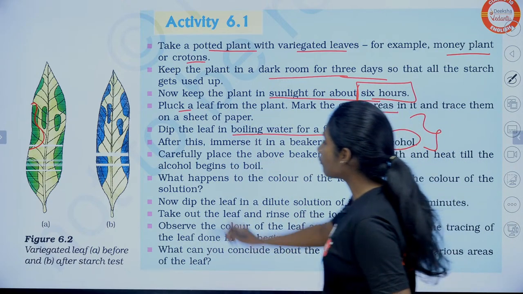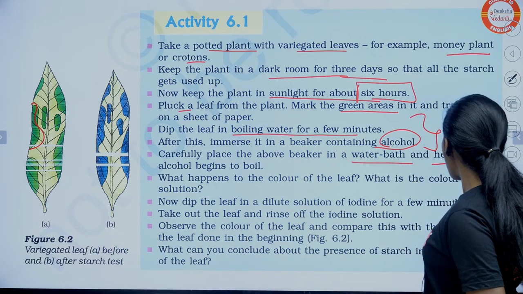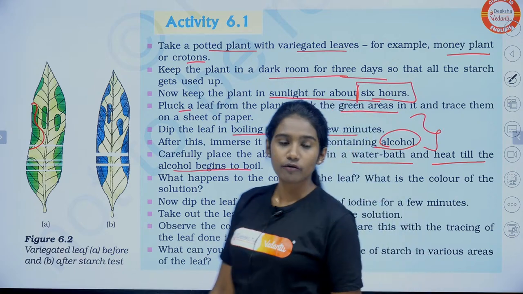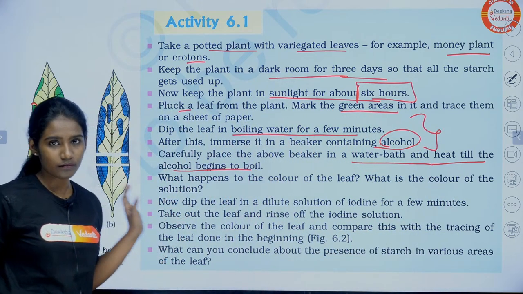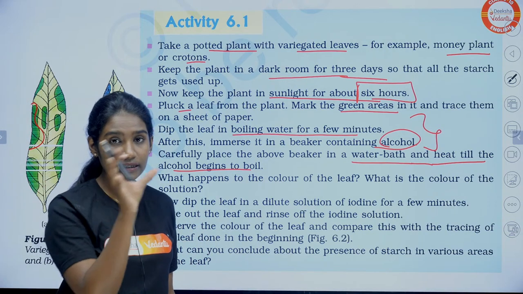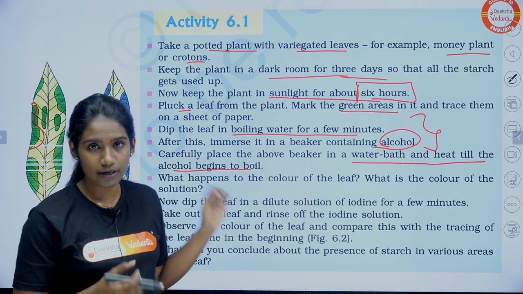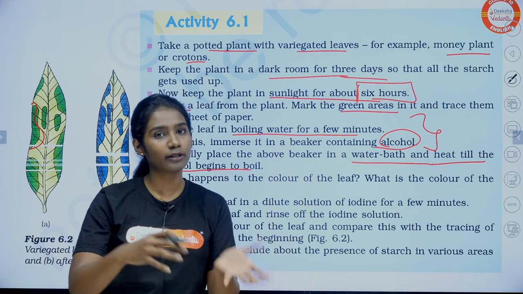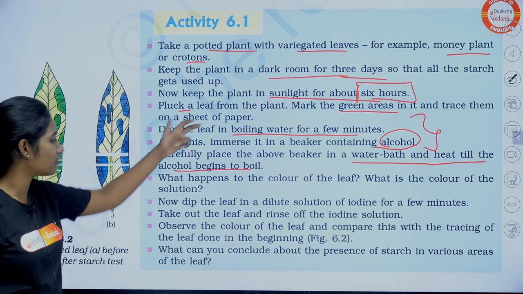Okay, after that what are they doing? Carefully place the above beaker in a water bath and heat till the alcohol begins to boil. Okay, so we are doing these steps. Why? To remove that chlorophyll pigment, because we want only starch to be present in the leaf, nothing but starch. See, photosynthesis would have occurred. Okay, the glucose would have been produced. Now that excess glucose will be stored in the form of starch. Okay, we want only starch, we don't want any other pigment, that's why we are doing this.